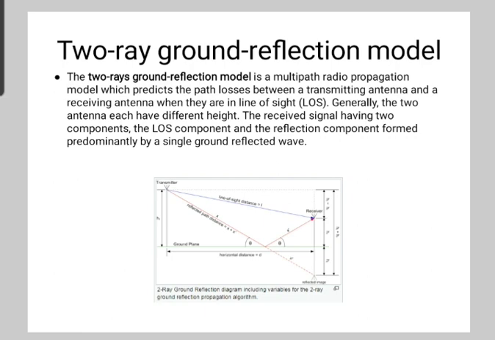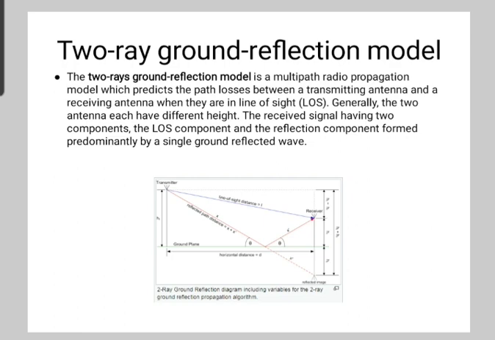It predicts the path loss between the transmitting antenna and the receiving antenna when they are in the line of sight. So generally the two antennas each have a different height. The received signal has two components, that is a line of sight component and the reflection component, formed permanently by a single ground reflected wave.